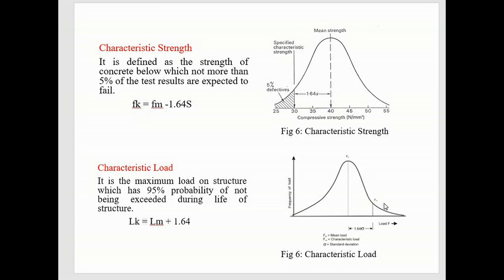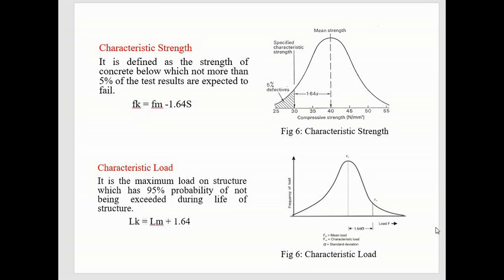One more example: if we are designing for a load of 50 kilonewton per meter for a beam, and the lifespan of the structure is 100 years, then throughout its 100 years the load will reach only up to 95% of the 50 kilonewton per meter. If we calculate, the value will be 47.5 kilonewton per meter. It will not reach the complete 50 kilonewton per meter throughout its life.